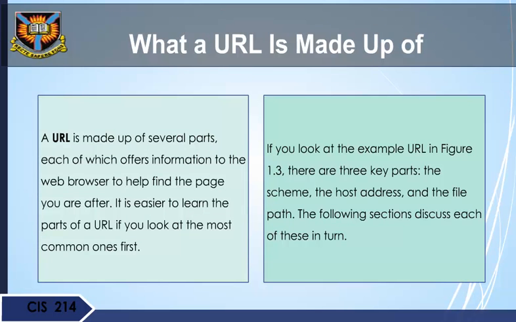What a URL is made up of. A URL is made up of several parts, each of which offers information to the web browser to help find the page you are after. It is easier to learn the parts of a URL if you look at the most common ones first. If you look at the example URL in figure 1.3, there are three key parts: the scheme, the host address, and the file path. The following sections discuss each of these in turn.